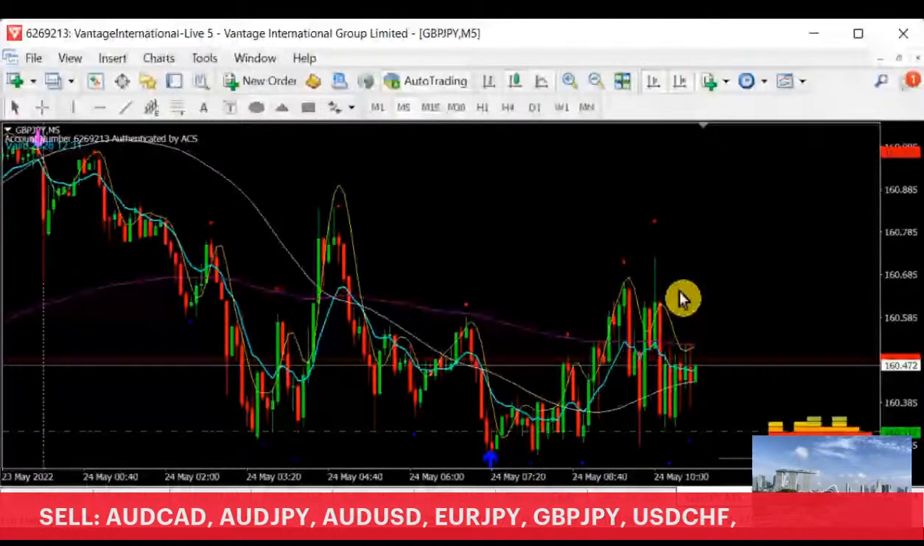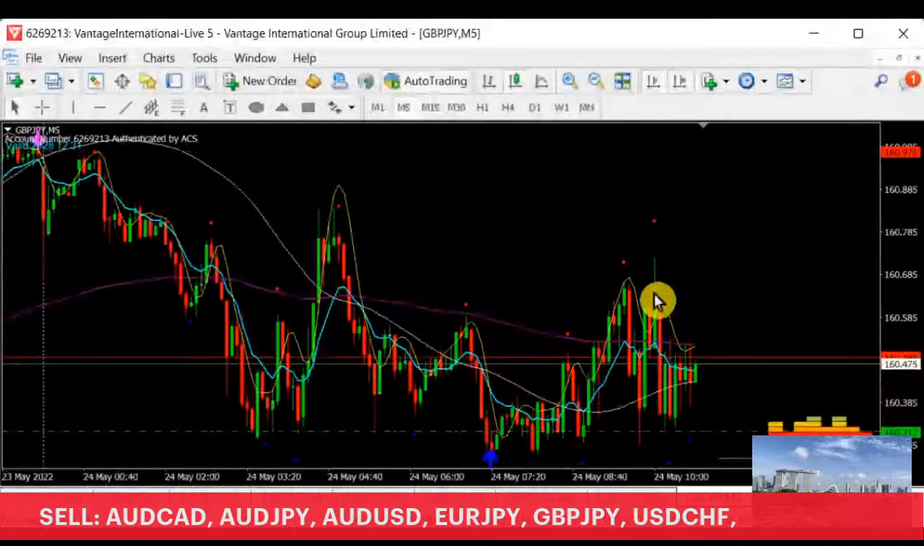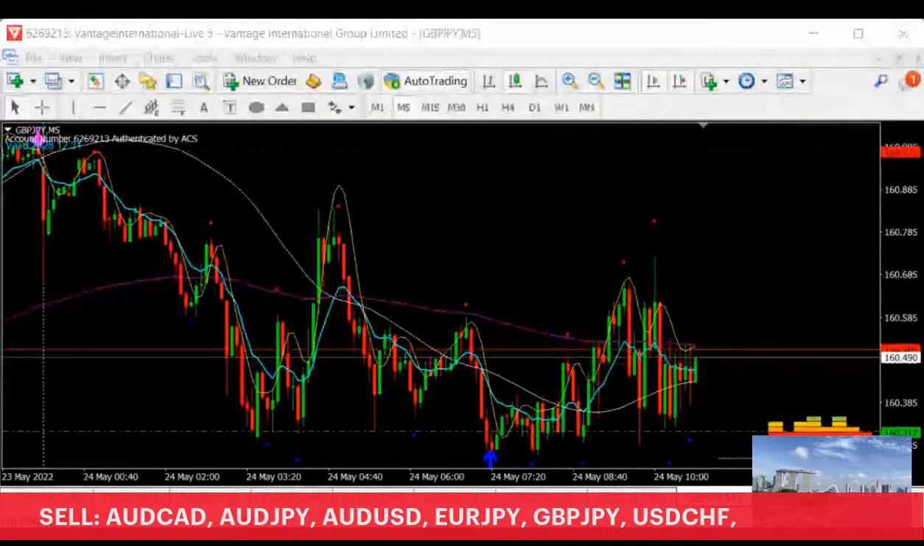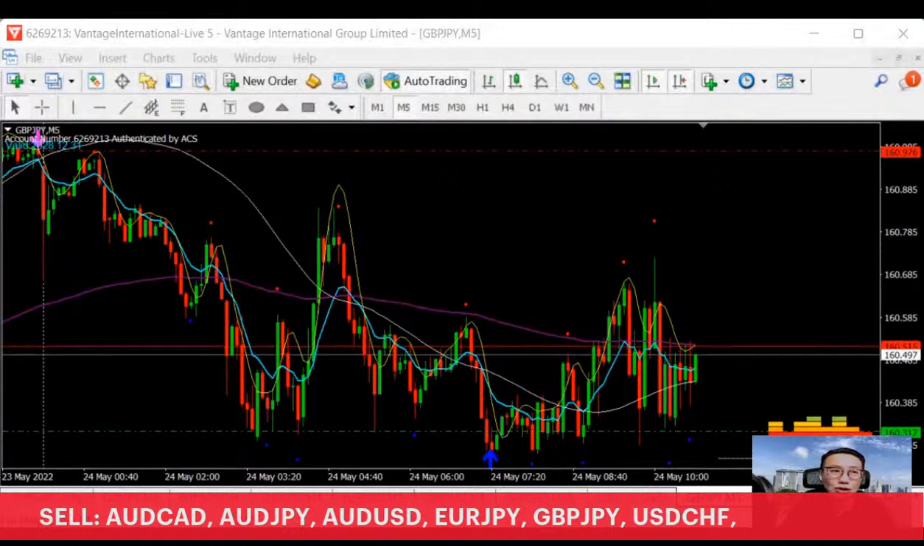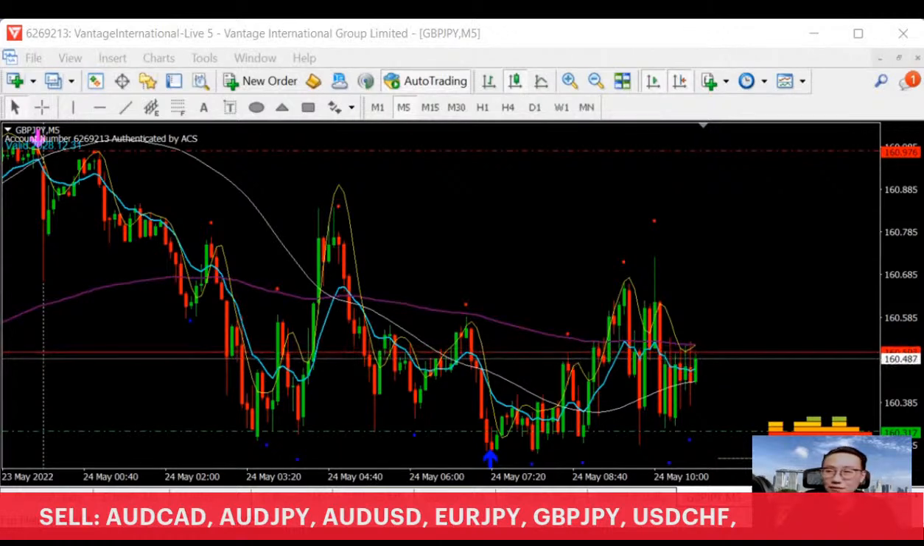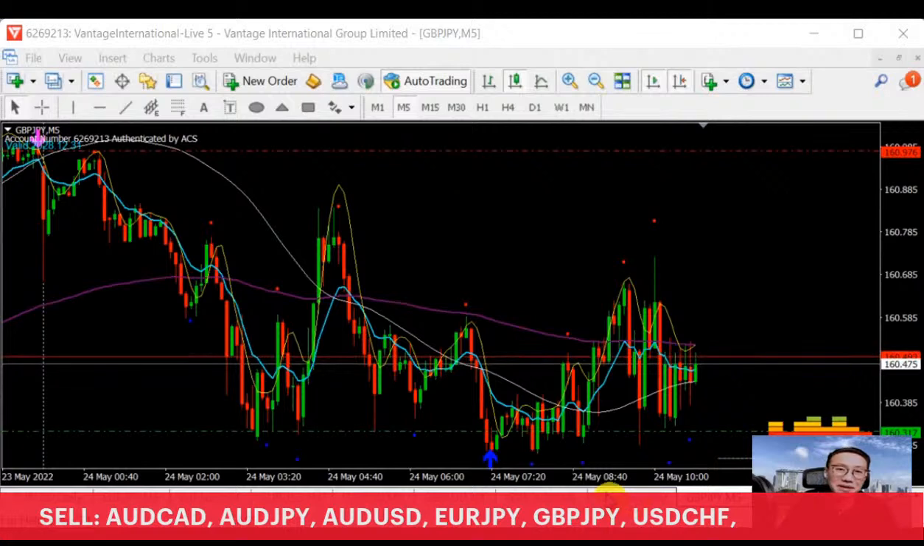I would say that currently the situation over here, there's a lot of waiting to go. So just be patient. Let the market flow wherever it wants to go, and we just stay out. We just stand by the side to observe first.